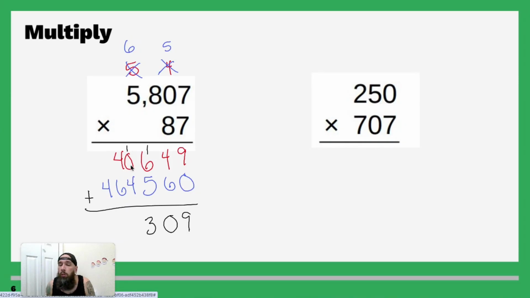1 plus 0 is 1. 1 plus 4 is 5. Nothing carries over. 4 plus 6 is 10, so write out your 0 and carry your 1. And 1 plus 4 is 5. 1, 2, 3, comma, 1, 2, 3. 505,309.